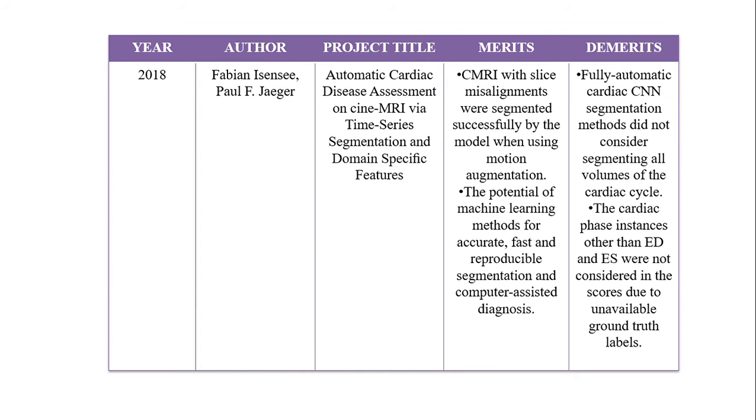Similarly, another author named Fabian Isensee and Paul F. Jaeger, in the year 2018, proposed a system named Automatic Cardiac Disease Assessment on cine-MRI via time series segmentation and domain specific features, with the merit of showing the potential of machine learning methods for accurate, fast and reproducible segmentation and computer assisted diagnosis. For the demerits, the cardiac phase instances other than ED and ES were not considered in the scores due to unavailable ground truth labels.